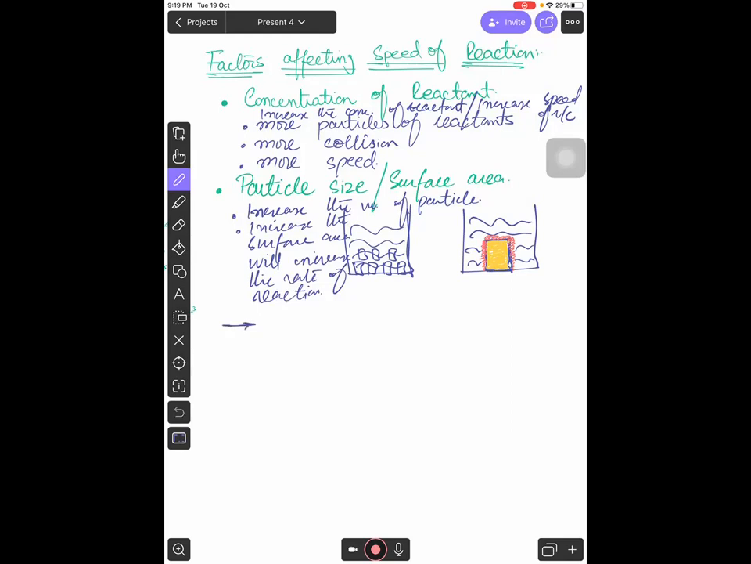And what is the reason? The reason is, greater number of particles, greater will be the collision, right? And when there is a greater collision, there is a greater speed, right, bacho? So you need to remember this. It will be asked in exam for 2 marks. Okay.